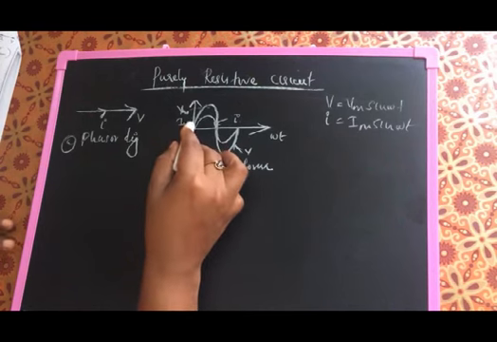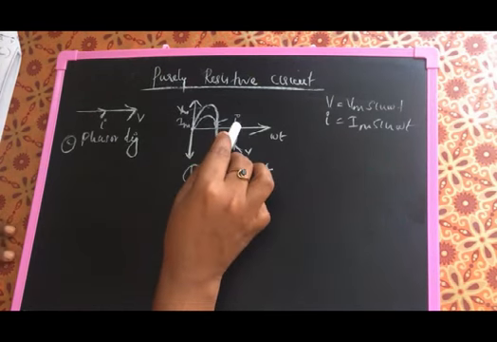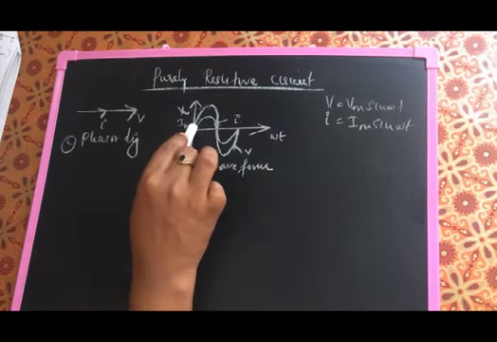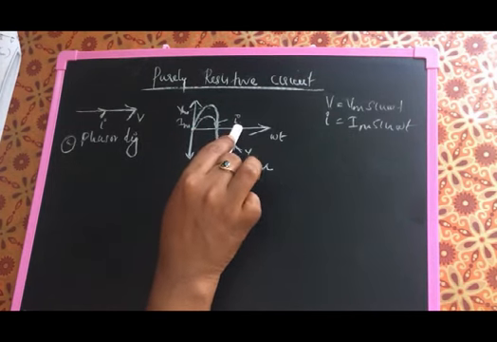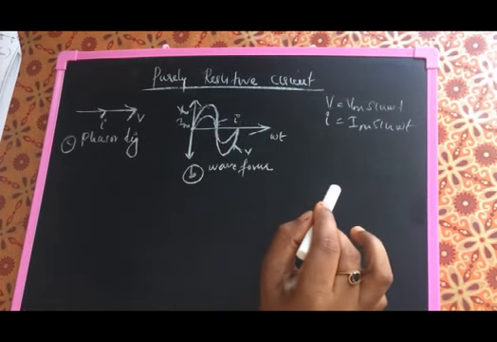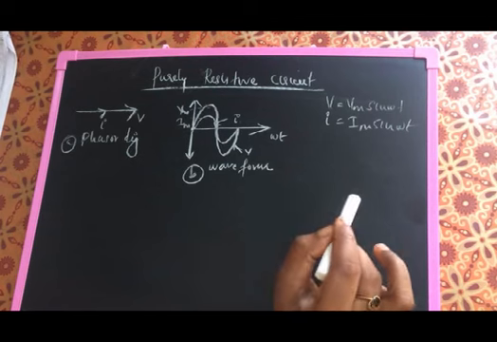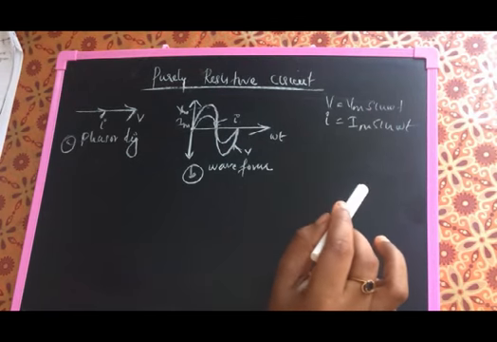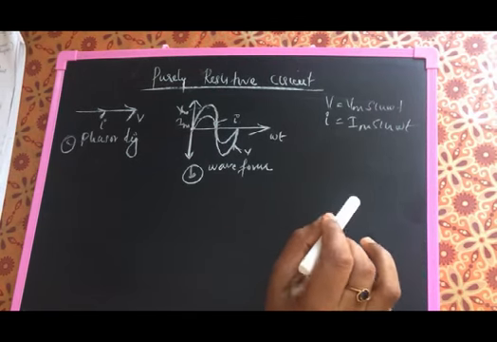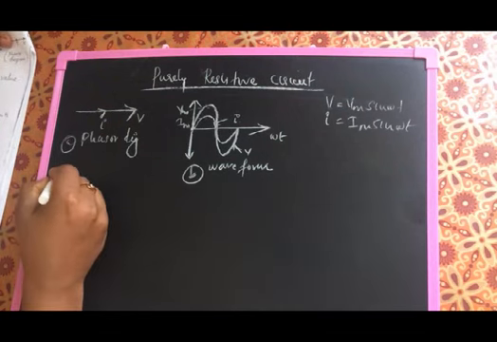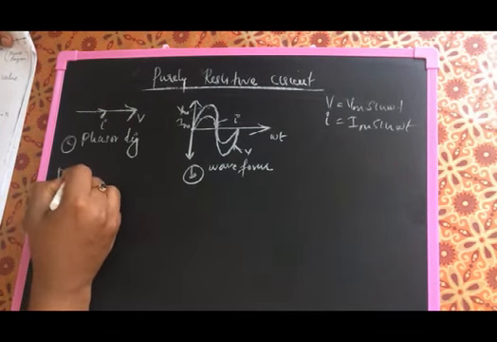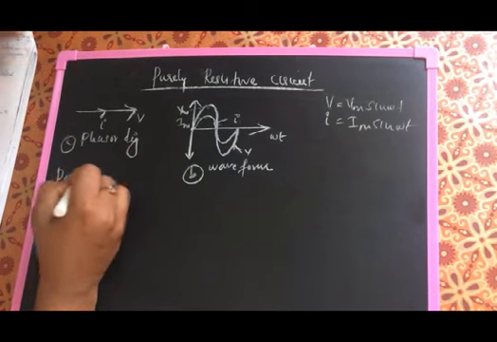See in this waveform, both the waveform of voltage and the waveform of current have started from the same point and ended at the same point. That's why it is called in phase. That is, in a purely resistive circuit, both current and voltage are in phase. So next is the derivation of power.